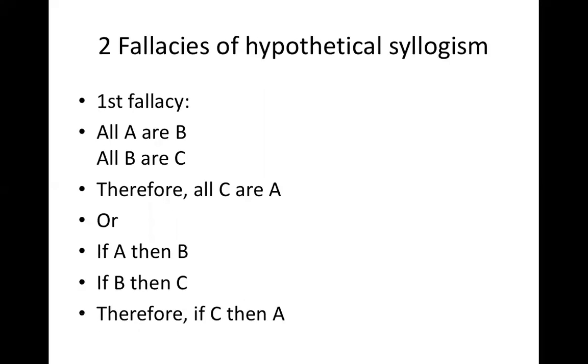Now let's look at two fallacies of hypothetical syllogism. So we are trying to see how not to write a hypothetical syllogism. The first fallacy: all A are B, all B are C, therefore all C are A. So this is a fallacy. Let's put it in words.